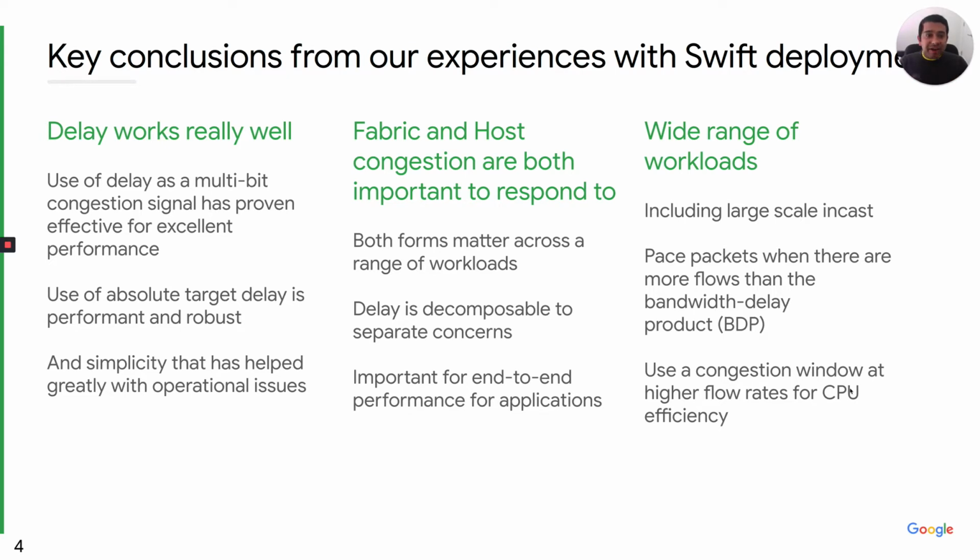Finally, we have a wide range of workloads, including but not limited to large-scale incast. And what we have realized is that always-on pacing is not needed to support large-scale incast. Think thousands of flows. And Swift is built in a way which is CPU efficient. So we pace when we need to, and we don't pace when we don't need to.